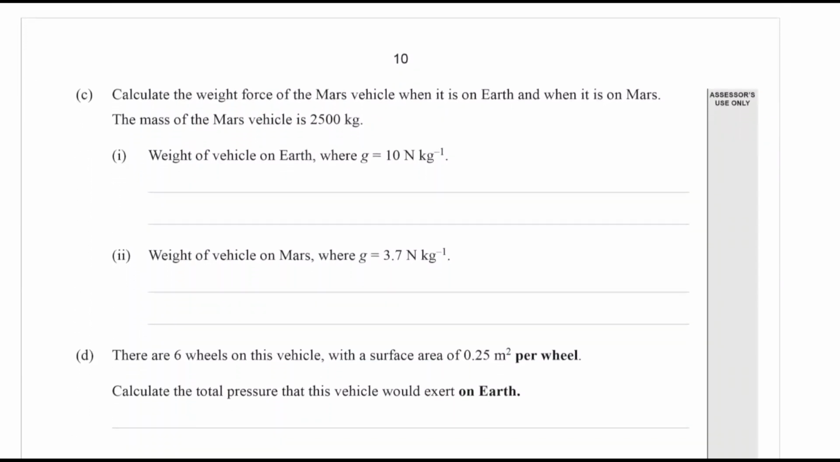Next question. Right, now we're calculating some weight forces, of the vehicle when it's on Mars and when it's on Earth. So the weight force is equal to the mass times acceleration due to gravity, or mg, mass times gravity. So when it's on Earth, the weight force is its mass, which is 2,500 kgs, times g, which is 10, giving us a weight force of 25,000 newtons.